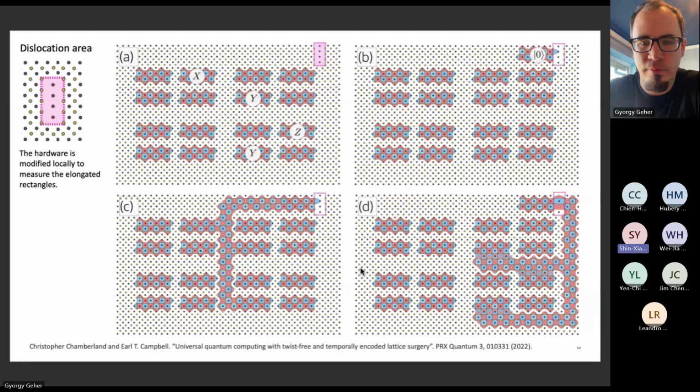But you say each patch is a logical qubit? Yes. Then okay, but what does it mean, like you put a Y or X on it? Okay, so it just means that the result of this process in B, C, D will be to measure X logical, Y logical, Z logical, Y logical.